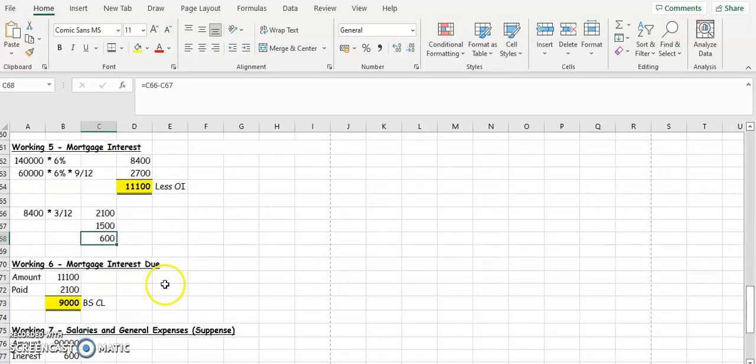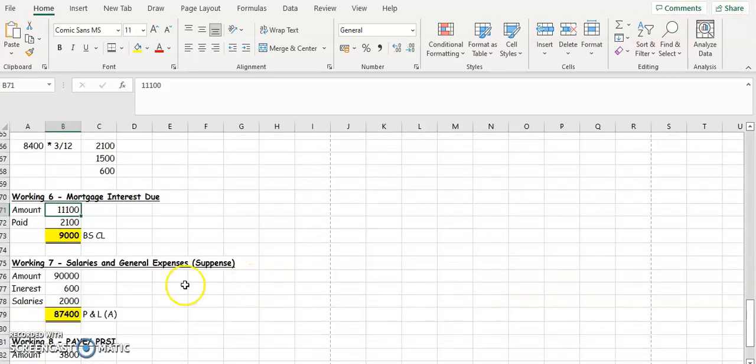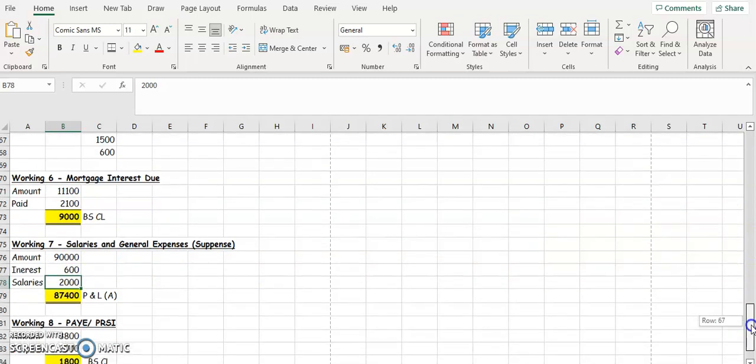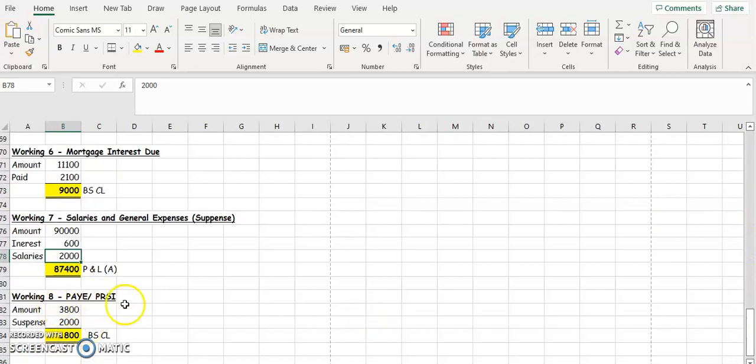Then you're going to find out the interest due. So the amount that we should have paid for the whole year is 11,100. We did pay 2,100 because we haven't adjusted up here. So what we've left to pay for the year is 9,000. Then you're going to adjust the salary and expenses, or the expense for the year, with the 2 figures. So 600 and 2,000. So that depends on the question. And then you've got your PAYE, PRSI, the liability, you need to adjust that as well.